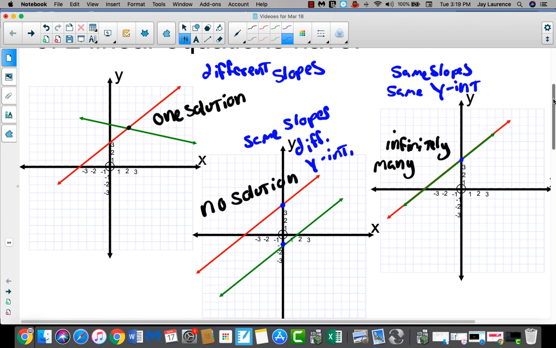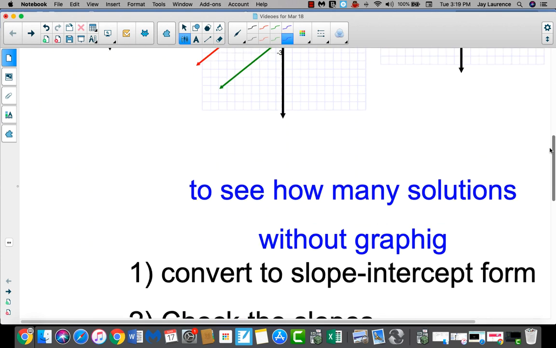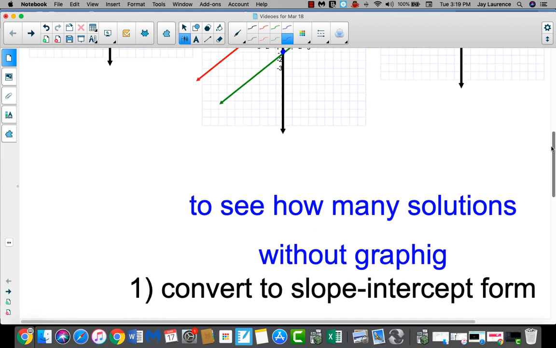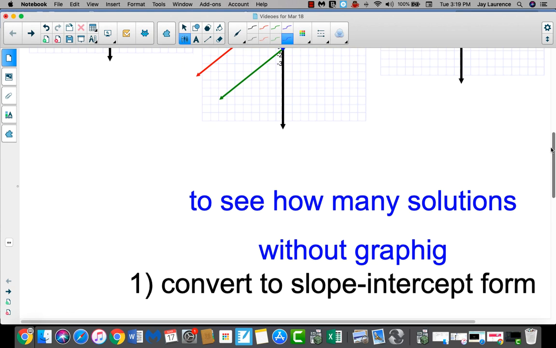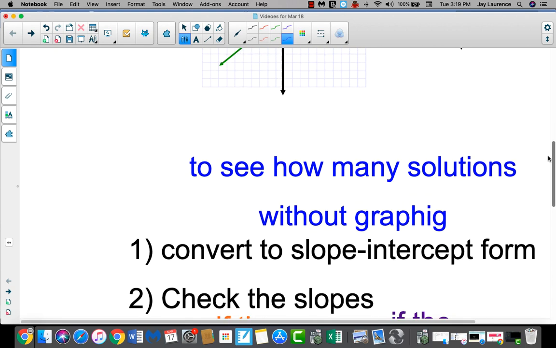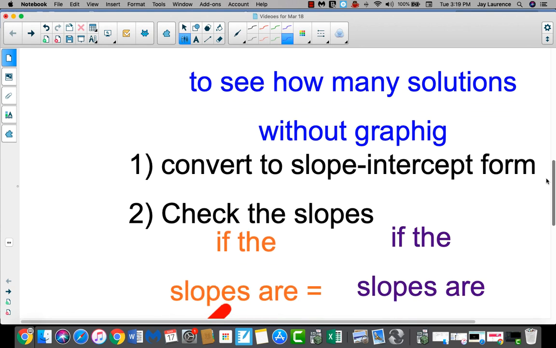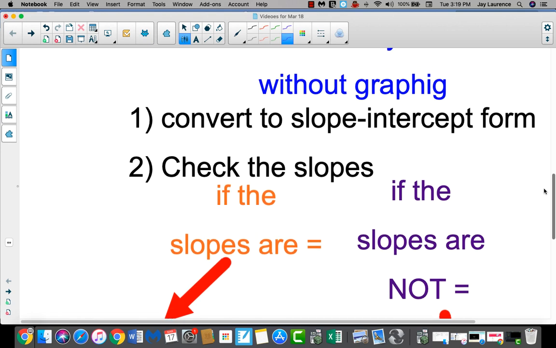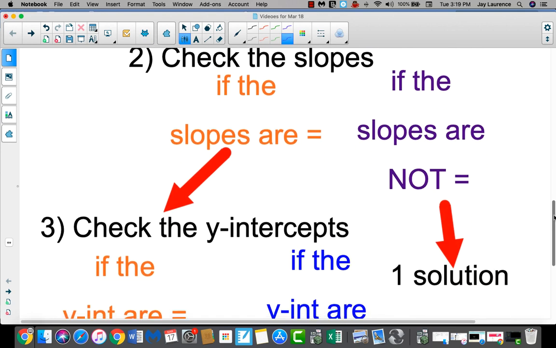So the first thing we're going to want to do is get the equations into slope-intercept form. In other words, get y alone. Then we're going to check the slopes. If the slopes are not the same, we know that there's one solution. Yeah, if the slopes aren't the same, there's one solution. If the slopes are equal to each other, then we're going to check the y-intercepts.